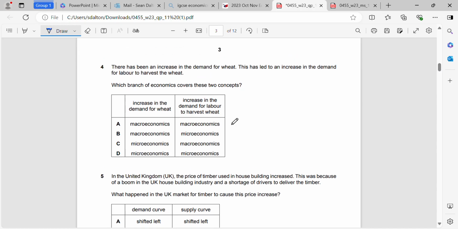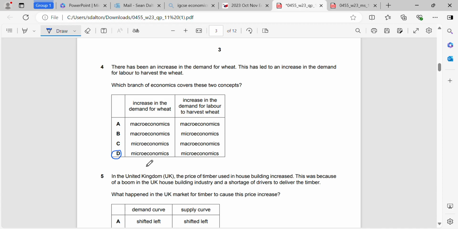Okay, question 4. There's been an increase in the demand for wheat. This has led to an increase in the demand for labour to harvest the wheat. Which branch of economics covers these two concepts? Okay, so macro and microeconomics. Macroeconomics, a very simple way to remember it is that it covers, or broadly it covers, the whole economy. Micro is the study and behaviour of individuals, firms and households, right?